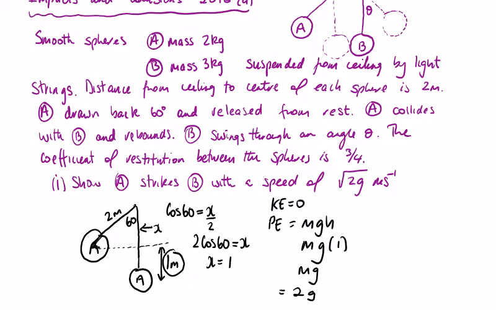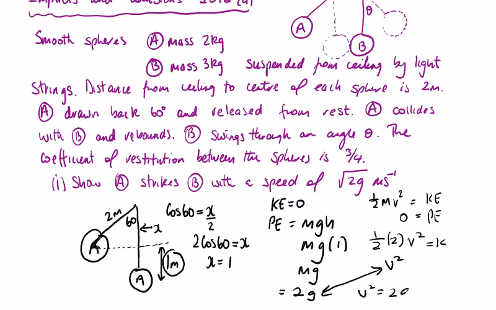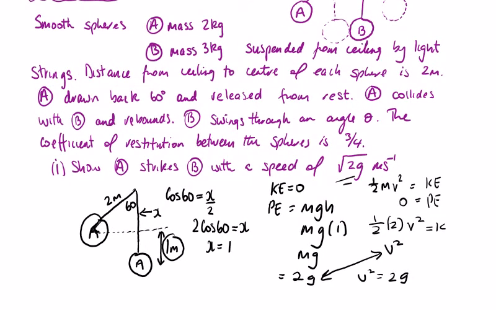When it's at the bottom, A has kinetic energy of a half mv squared, and its potential energy is 0 because the height is 0. So a half by m, which is 2, by v squared is the kinetic energy. That's just v squared. We know that the energy at the top is equal to the energy at the bottom. So v squared is equal to 2g. We were asked to show root 2g, so there it is: v is equal to the square root of 2g.